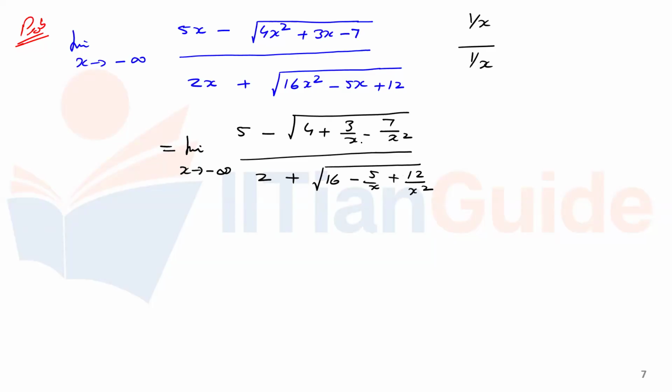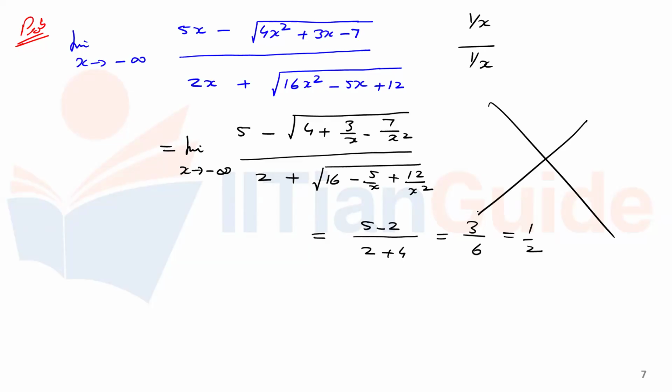Now 1 by x, the term 3 by x, 7 by x, they will become 0. Here 5 by x will become 0, 12 by x will become 0. So basically I am getting answer that is 5 minus under root of 4, that is 2. In the denominator, 2 under root 16 is 4. So my answer is 3 by 6. Am I right? Or basically half. Is it clear? Yes, sir. But sir, it is wrong. ये wrong है. ये गलत है. ये नहीं कर पाएंगे. ठीक है? नहीं कर पाएंगे.